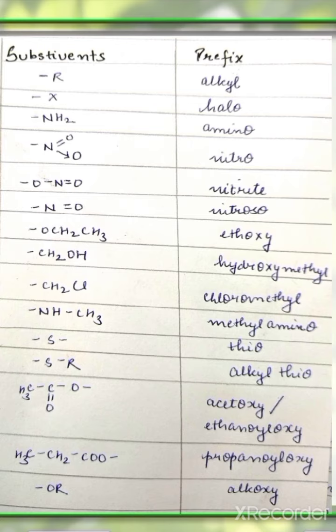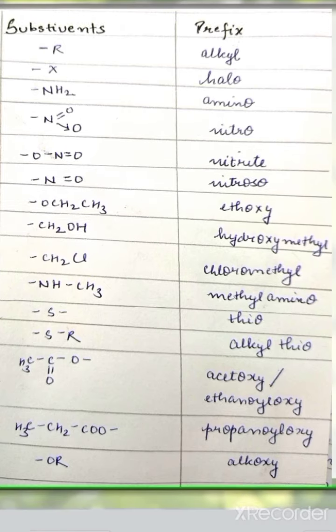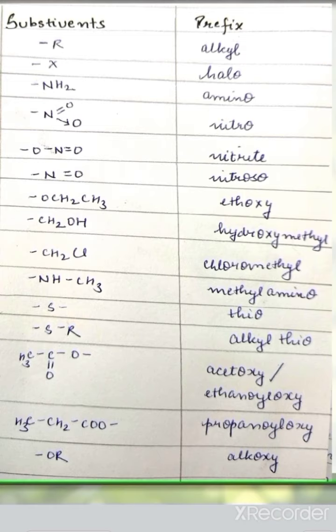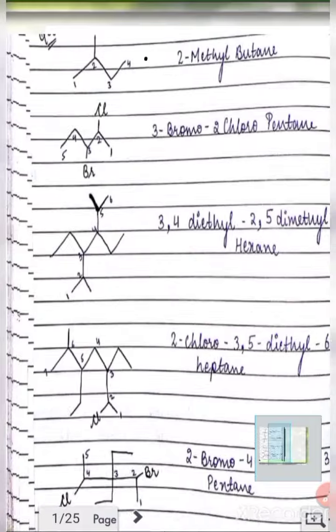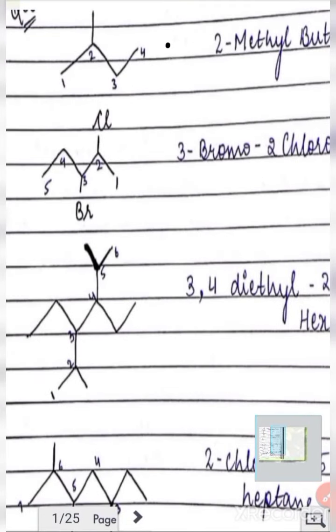For example, for R we use the word alkyl, for NO2 we use nitro, for CH2OH hydroxymethyl when it is used as a substituent and the chain is CH2OH, not only OH. Next is CH2Cl, chloromethyl, and like that. Now let us look into some examples. So let us start with our first example.